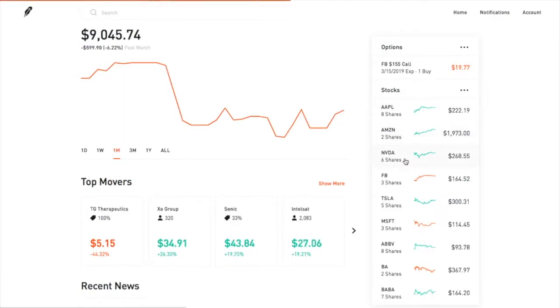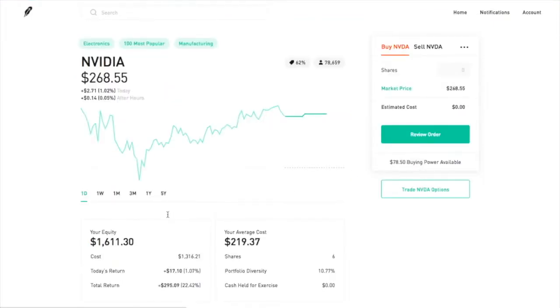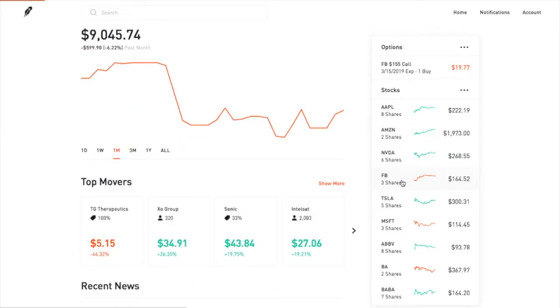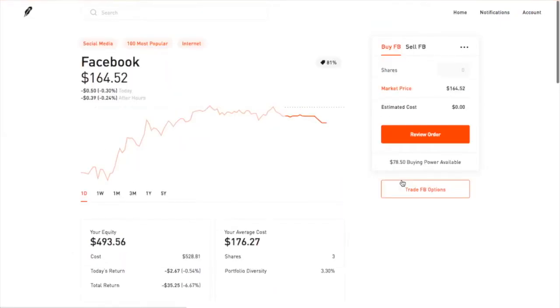Next one we have here is Nvidia. And Nvidia today is up 1.02%. And let's look at the past week. In the past week, it's basically been stagnating and it's down 0.63%. Now let's look at Facebook.